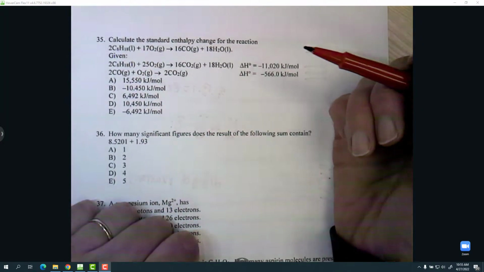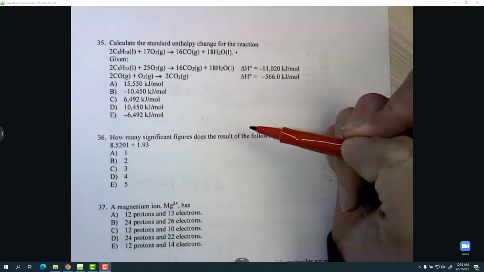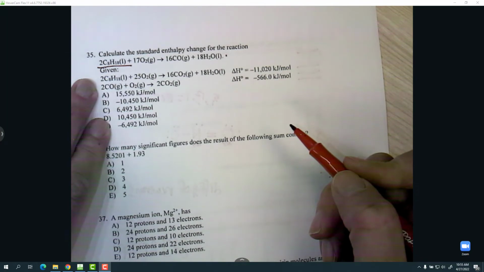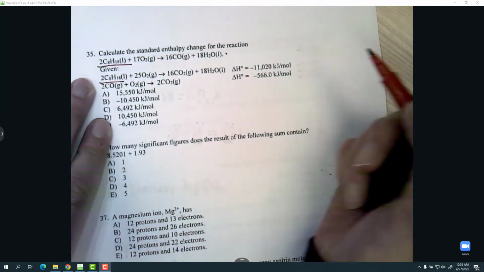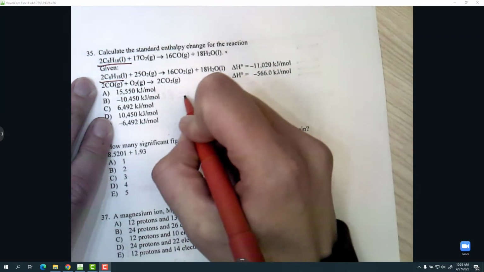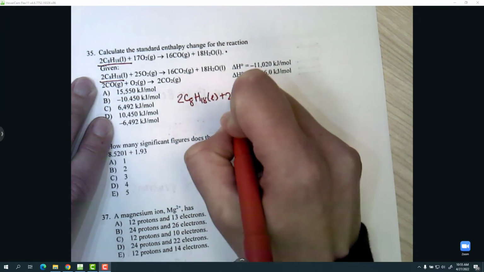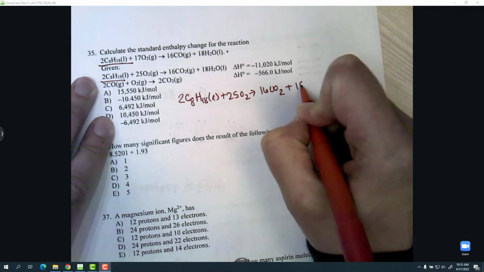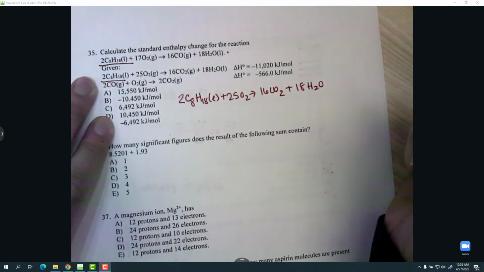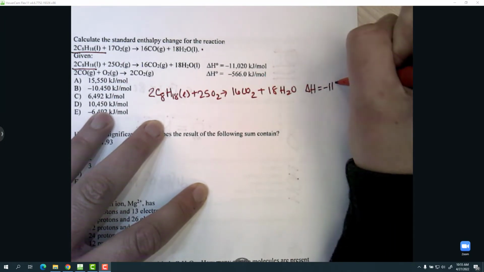35, we're getting there. All right, so I'm looking for the standard enthalpy change for this reaction given these two. So what I want to do is look for all my parts and get everything else to cancel. So I have two C8H18s on the left, and here I've got that as well. So I'm going to copy this one. I'll just copy it. I'm dropping my phases just for conciseness.